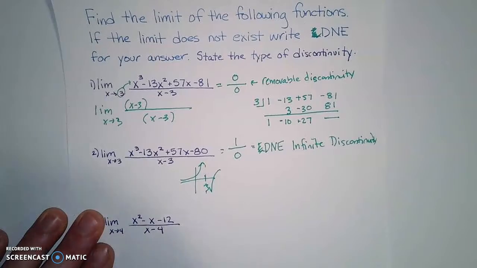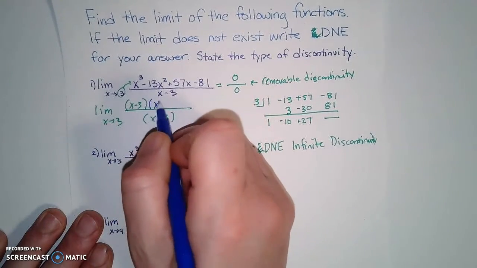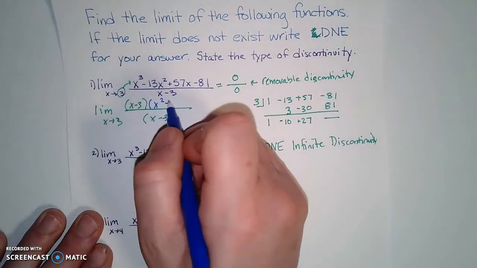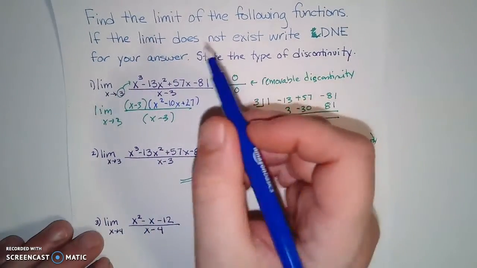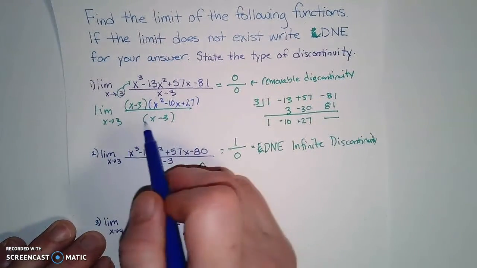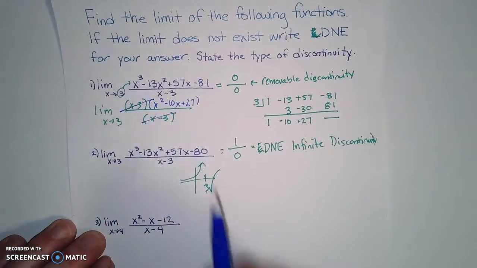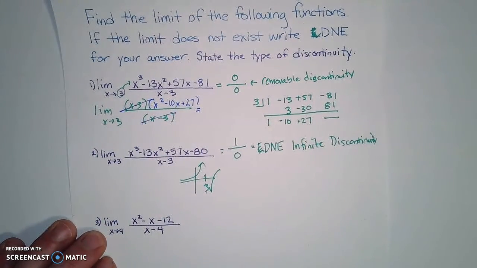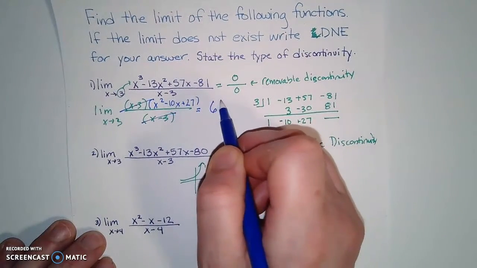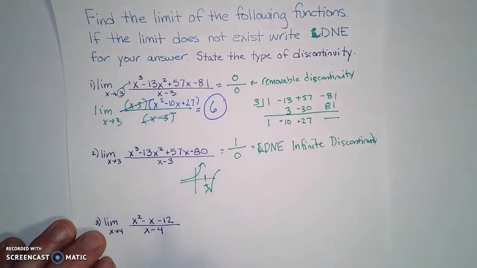So I'm left with, I started with a third power, I'm now at x squared minus 10x plus 27. And instead of sticking 3 in again, I'm going to cancel these out. And I'm going to fill 3 into the equation, and I'm going to do 3 squared minus parentheses 10 times 3. And then we're going to add 27. And the final answer is 6. The limit as x approaches 3 is 6.